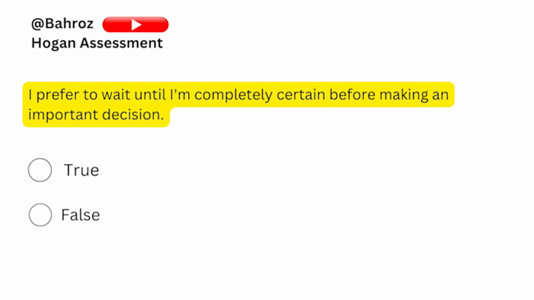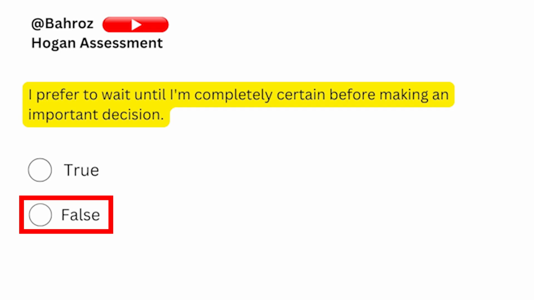Question 7. I prefer to wait until I'm completely certain before making an important decision. The cautious scale measures risk aversion. Being thorough and careful is good, but waiting for complete certainty before acting is a problem in corporate life. Why? Because in business, you almost never have complete information. Waiting for perfect data means you miss windows, lose competitive advantage, and frustrate your team and your stakeholders.